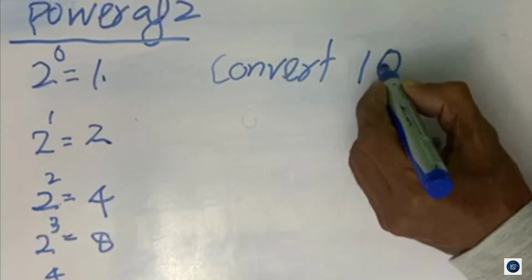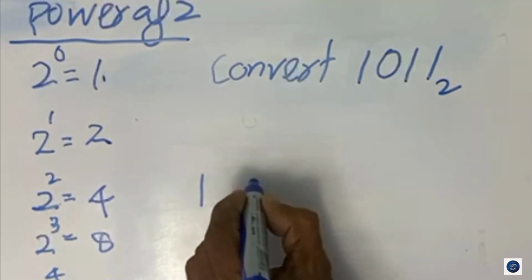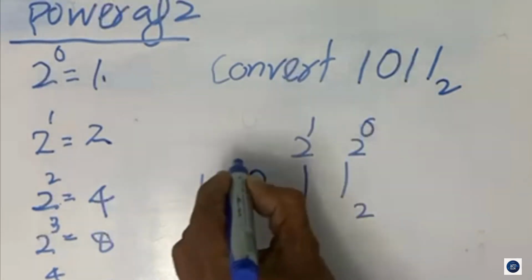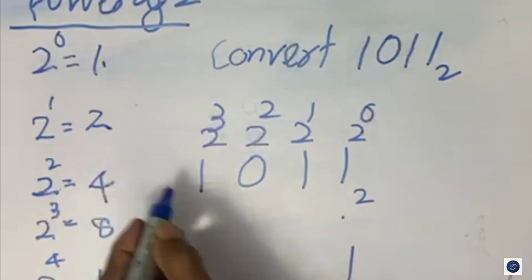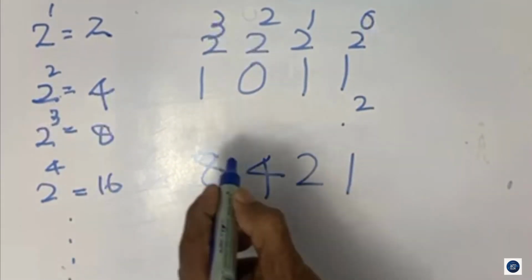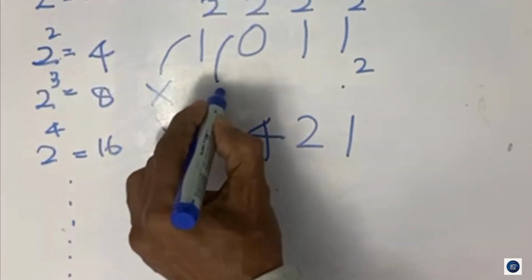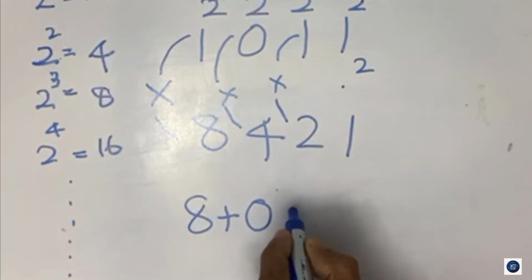Here is another example. So everywhere you see a 0, you can ignore it. So we only need to focus on the numbers that contain 1.